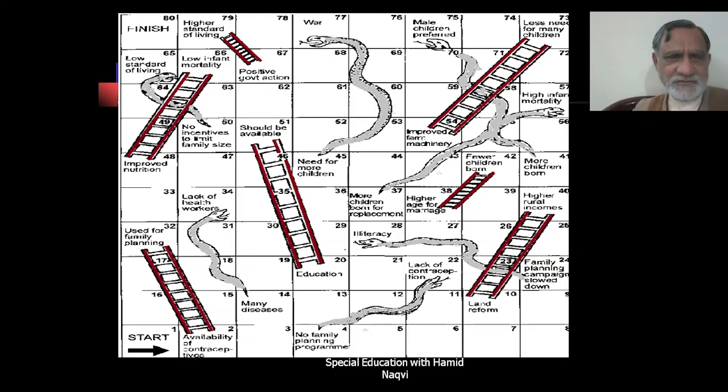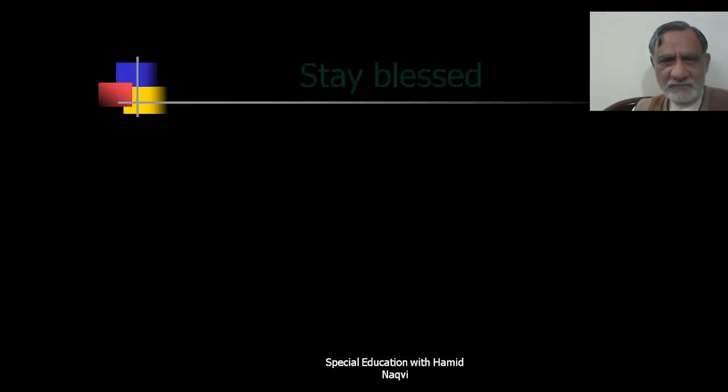Whoever reaches the finish line first is the winner. But throughout, he is conscious of the ladders and the snakes, and hence gets the concept of population. For lower classes, this is an excellent way of giving them the concept of population education.